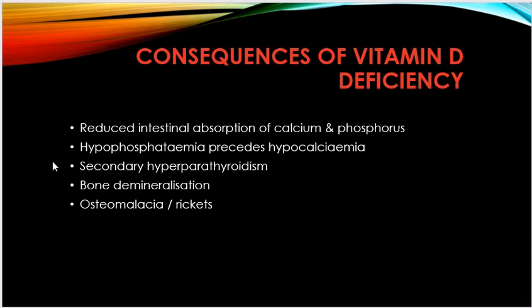Now we'll discuss the deficiency consequences of vitamin D. It reduces the intestinal absorption of calcium and phosphorus. Hypophosphatemia precedes hypocalcemia and secondary hyperparathyroidism. The important feature is bone demineralization, which results in osteomalacia and rickets.